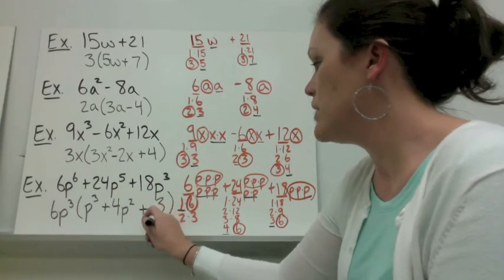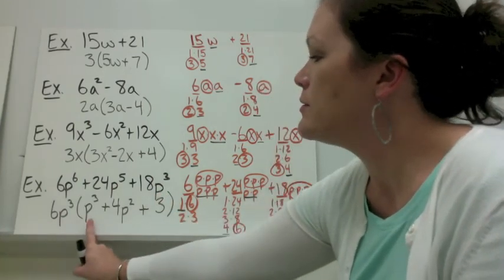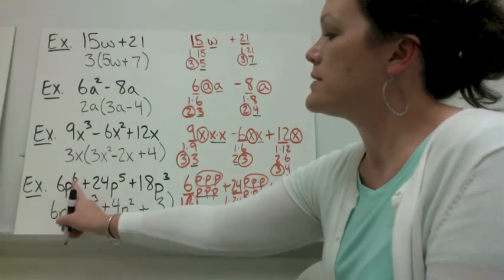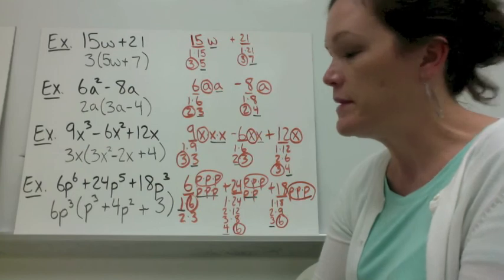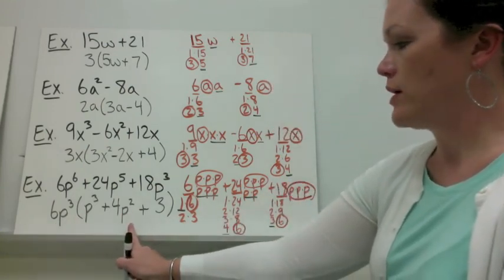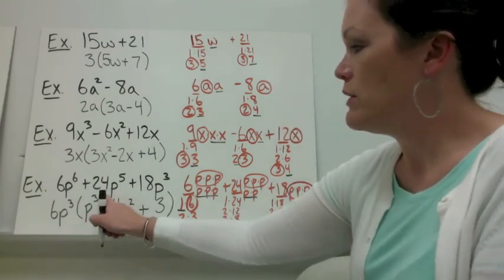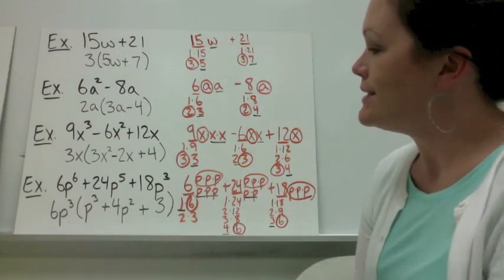And then we're going to check our answer again. 6p cubed times p cubed would give us back 6p to the 6th power, because we would add our exponents on the p's. 6p cubed times 4p squared would give us back 24p to the 5th, again adding the exponents. And 6p cubed times 3 will give us back 18p cubed.